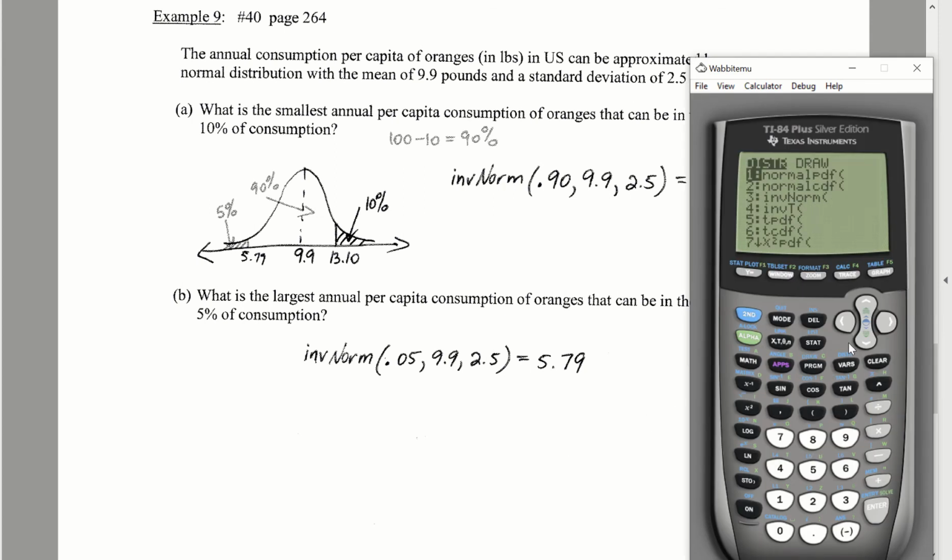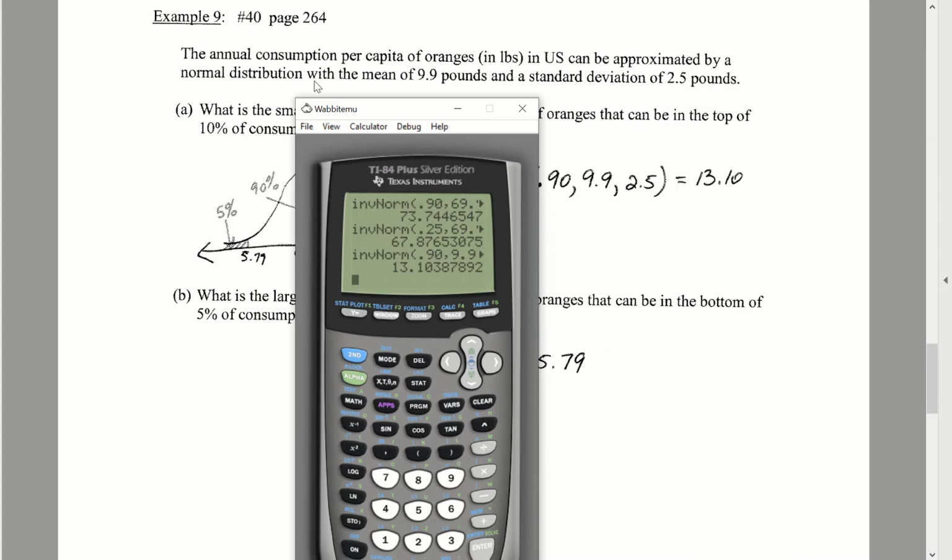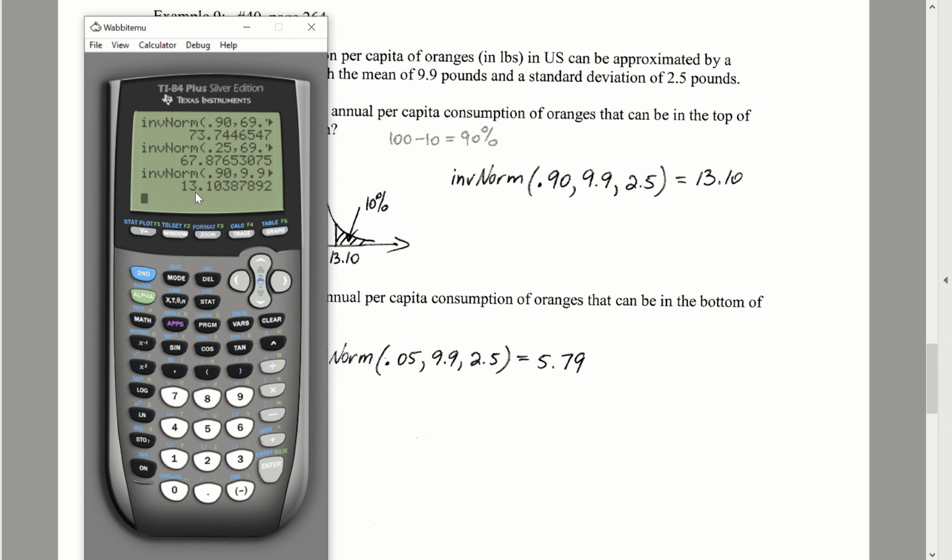Second vars, to get to our distributions, inverse norm. We just said that the cumulative area is going to be 0.90. For this data set, the mean was 9.9, and the standard deviation was 2.5. Go ahead and hit enter, and enter again, and we would get, to 2 decimal places, 13.10. So any individual that consumes 13.10 pounds of oranges would be in the top 10% of all consumption.